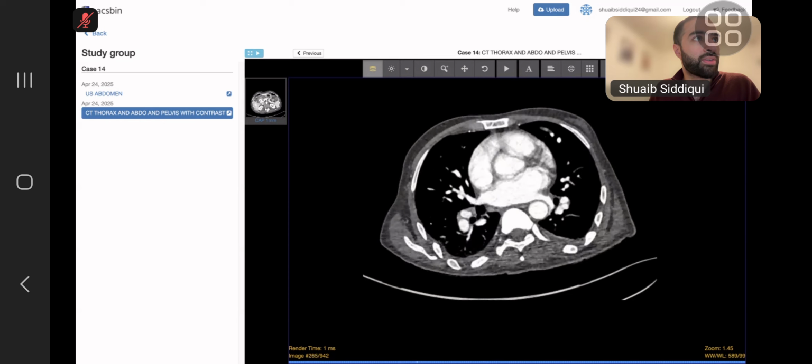Good. Any other questions? Diagnosis of the foot case. That was Sudeck atrophy, also known as complex regional pain syndrome.